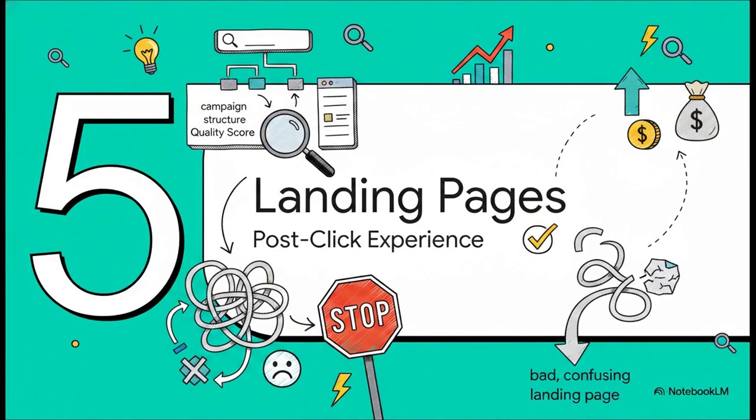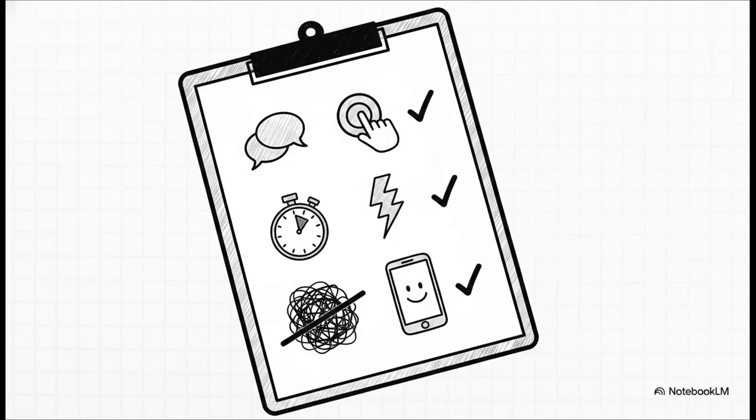Let's look closer at that last piece in Section 5, high-converting landing pages. You can have the best campaign structure in the world and a perfect quality score, but the post-click experience? That is where the money is actually made. A bad, confusing landing page will instantly kill a perfectly good, expensive ad. So, if you want to guarantee you aren't wasting the clicks you literally just paid for, audit your pages against this rapid-fire checklist. First, exact message match.